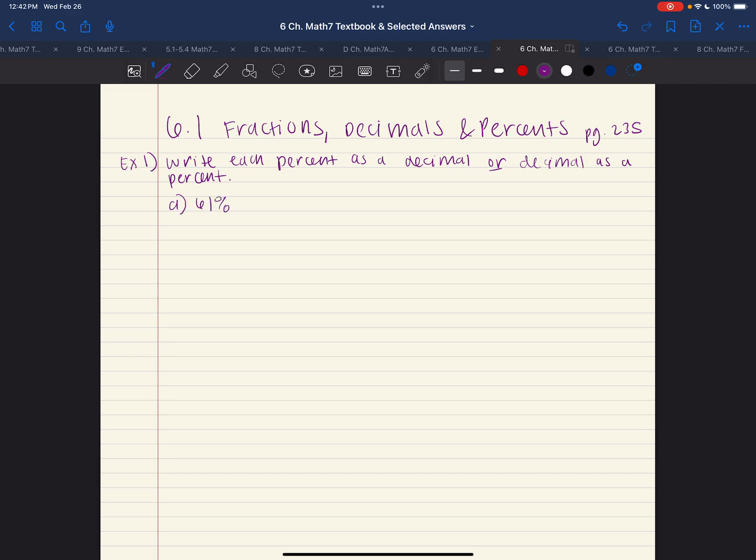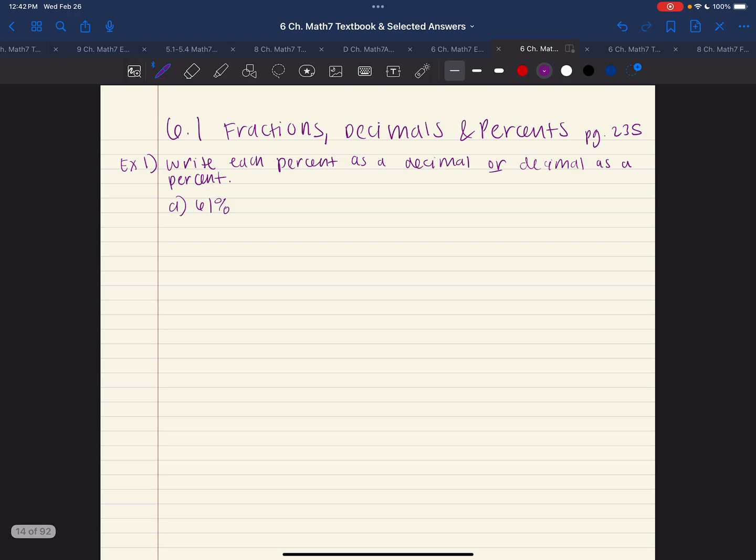61% really means that I have 61 out of 100. So that percent means for every 100. So if I were to write this as a decimal, I like to rewrite it, and then I like to place the decimal, and then I'm going to divide 61% by 100, and when I divide by 100, I move the decimal twice to the left. And now I'm left with 0 and 61 hundredths. You also need to make sure that you remove the percent sign when you go from a percent to a decimal.